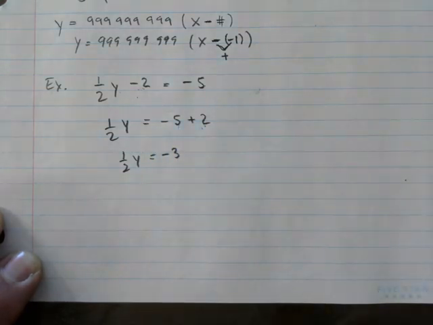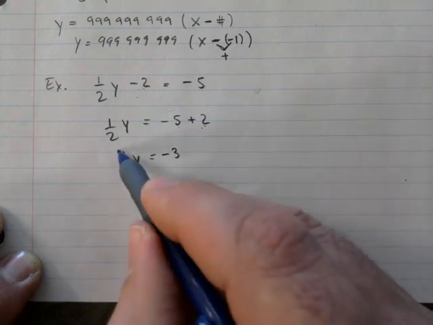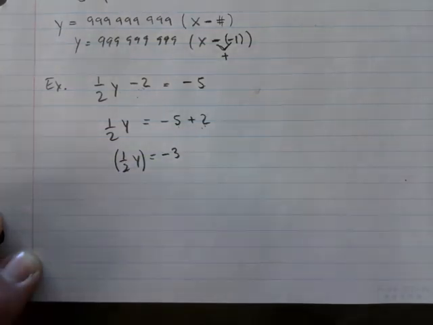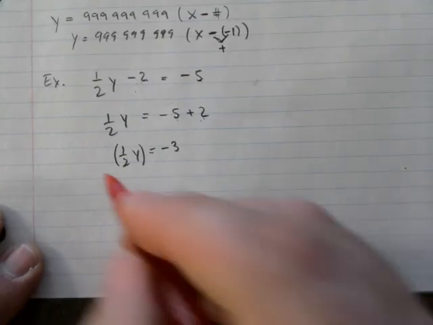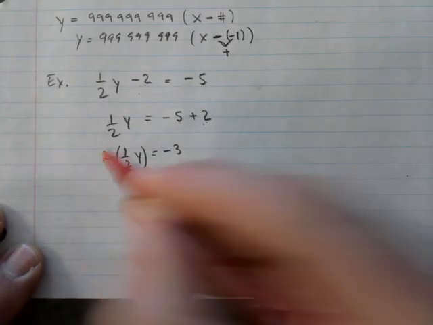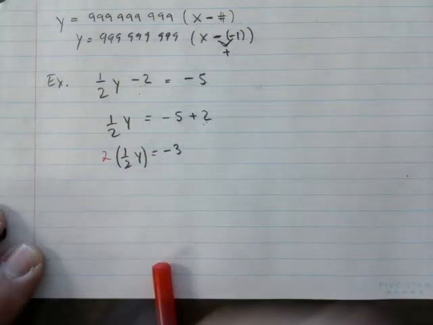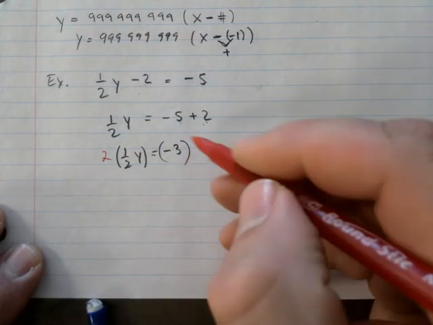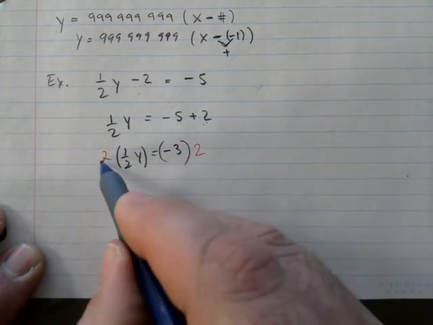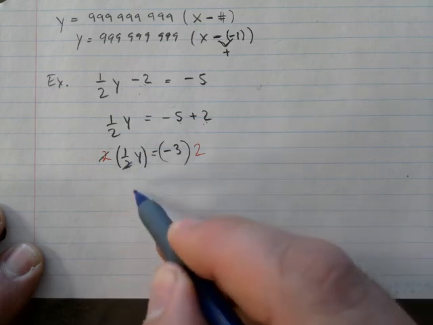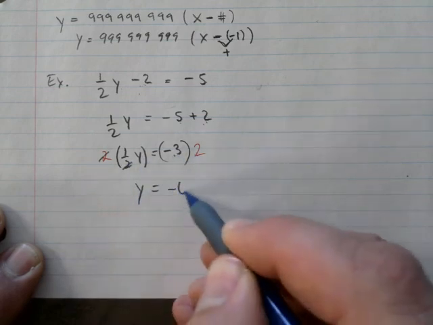And what must be done to get rid of this half? You need to multiply the whole thing by 2, right? If it's a third, then by 3. If it's 2, you go like this and like this. So this cancels out here, so you're left with y, and this is -6.